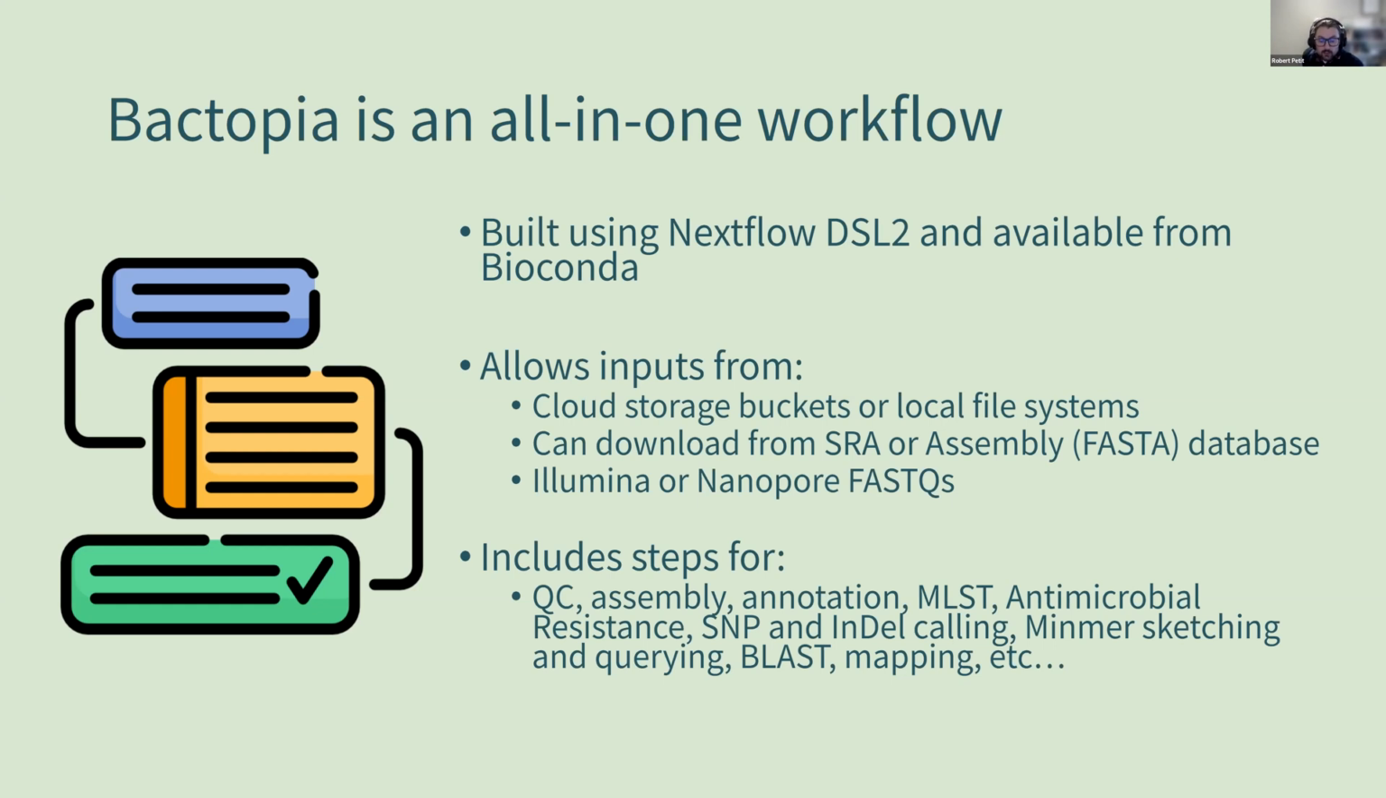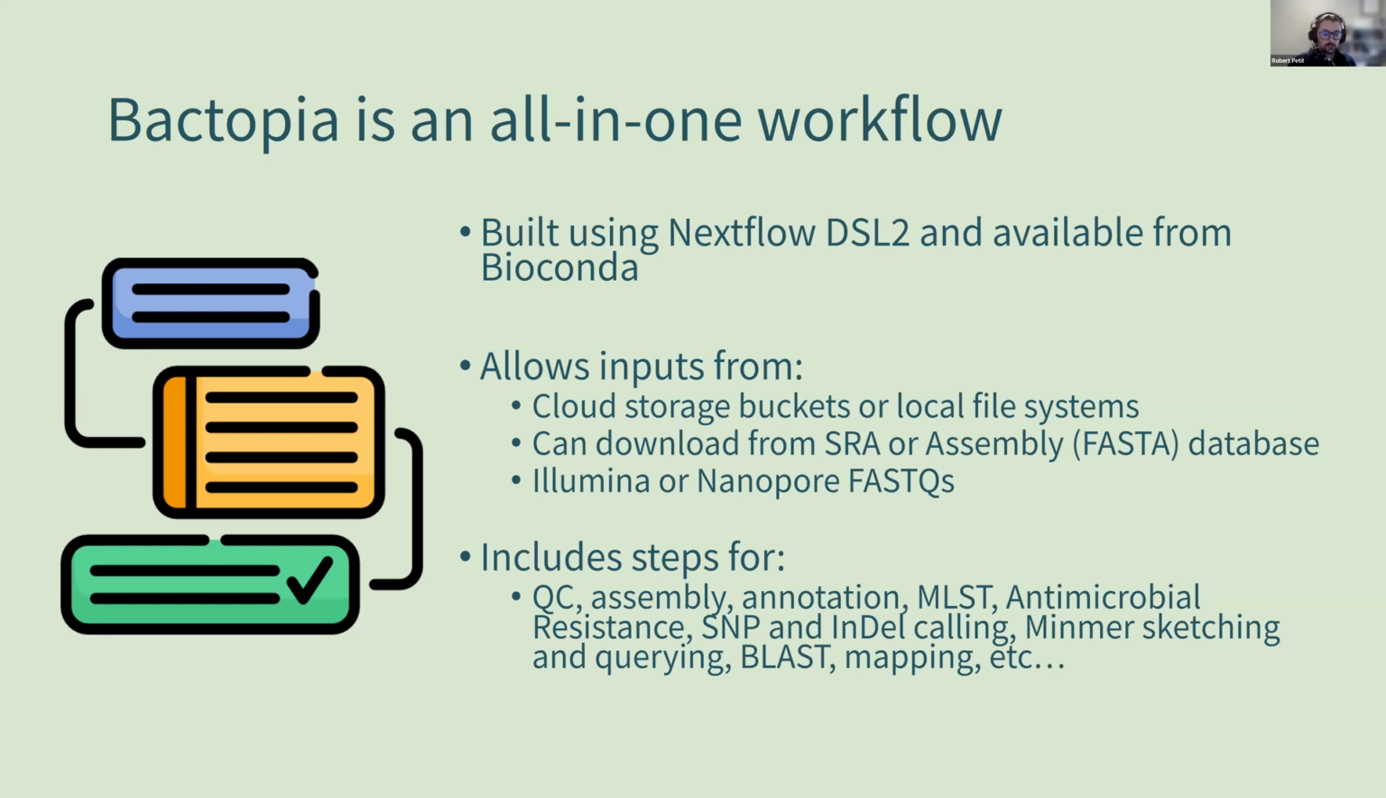So you can bring data from cloud storage buckets like AWS or Google or Microsoft, or your local file systems that you may have access to on your HPC or your laptop. An important one, I tend to use public data a lot, so I wanted to make sure you could download from SRA and ENA and the assembly database directly from Bactopia. And it supports Illumina or Nanopore FastQs. And if you want to do hybrid assemblies, you can.